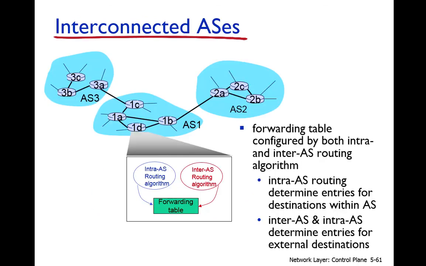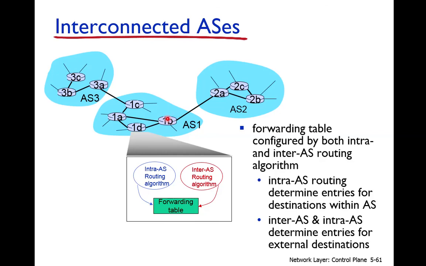so therefore I would like to emphasize that the forwarding table that is configured at each router is configured by two routing protocols. One is the intra-autonomous system routing protocol that is used within this autonomous system, and the other is the inter-autonomous system routing protocol that is used by the gateway only.